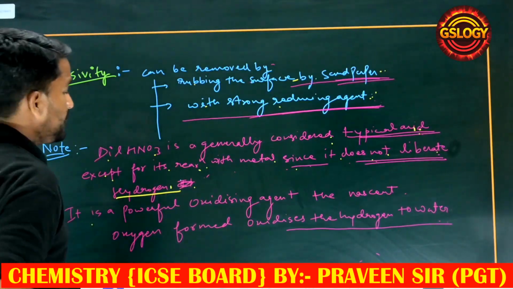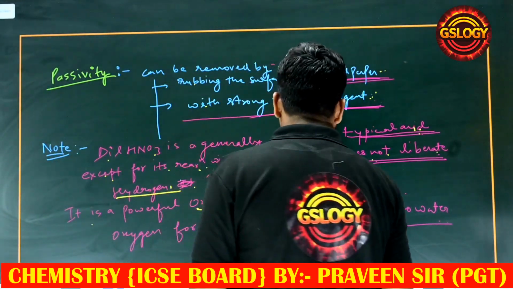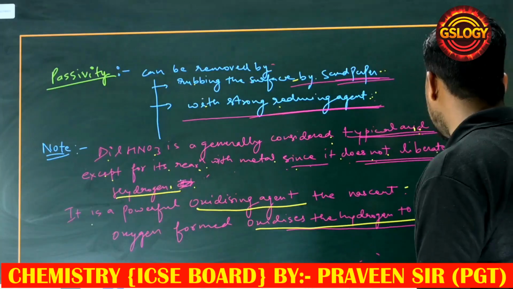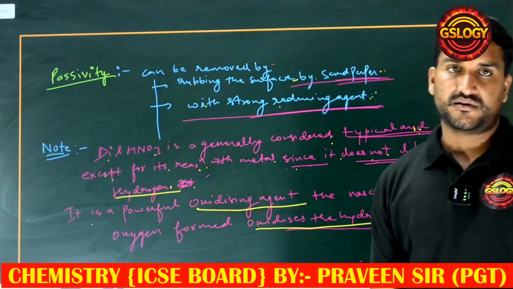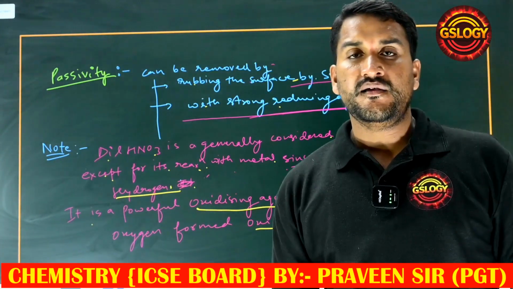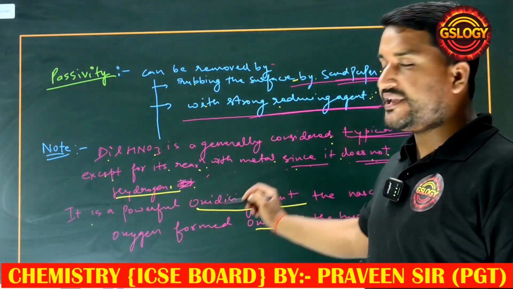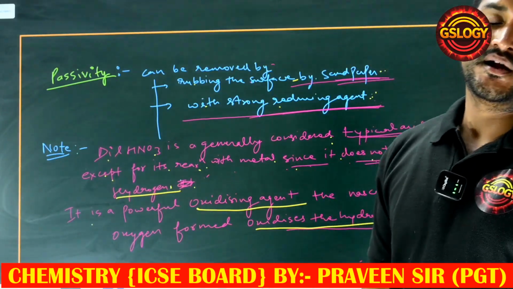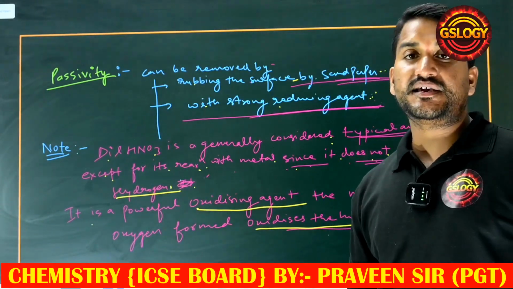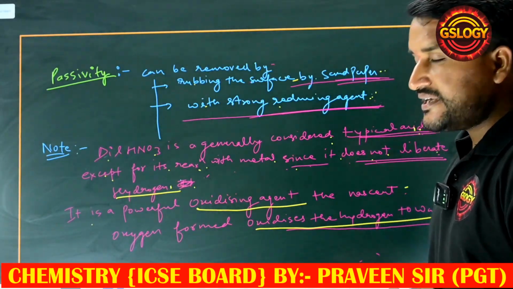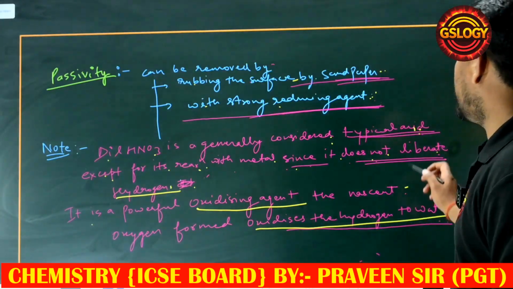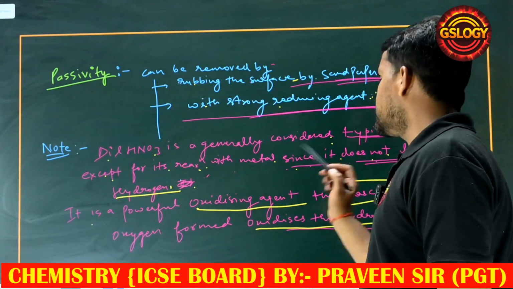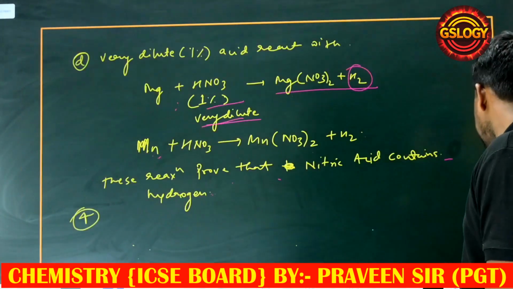It is a powerful oxidizing agent. The nascent oxygen oxidizes the hydrogen into water. You know very well nitric acid is a powerful oxidizing agent, and the oxidizing action of nitric acid is due to the presence of nascent oxygen.